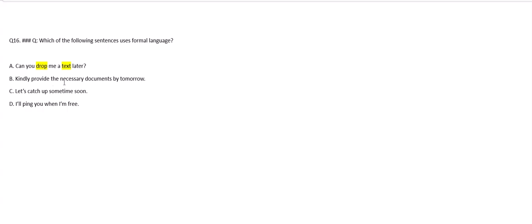Option B: Kindly provide the necessary documents by tomorrow. If you see the sentence, it is polite, clear, and professional. Okay, let's move on to option C. Let's catch up sometime soon. By seeing this option itself, we can come to know that it is casual talk. Let's catch up means it is casual talk, hence it is an informal sentence.